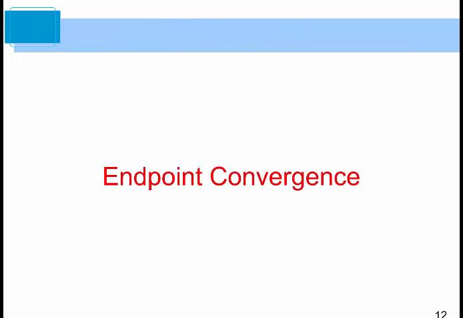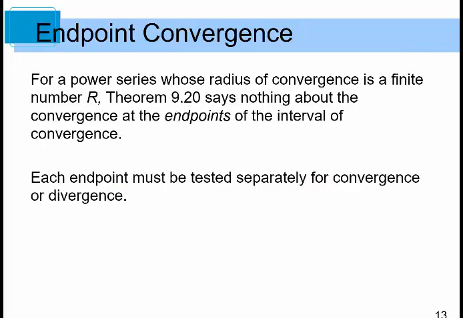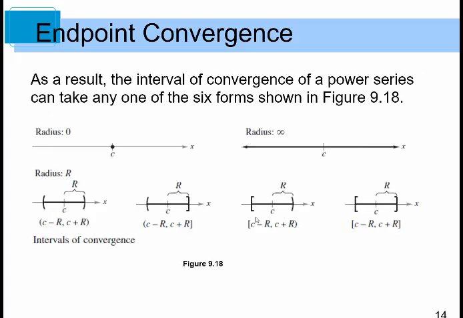Let's talk about endpoint convergence next. For a power series whose radius of convergence is a finite number r, theorem 9.2 says nothing about the convergence at the endpoints of the interval of convergence. Each endpoint must be tested separately for convergence or divergence. As a result, the interval of convergence of a power series can take any one of these 6 forms: a single point, infinite, all real numbers, and then depending on the endpoint, inclusive or not.